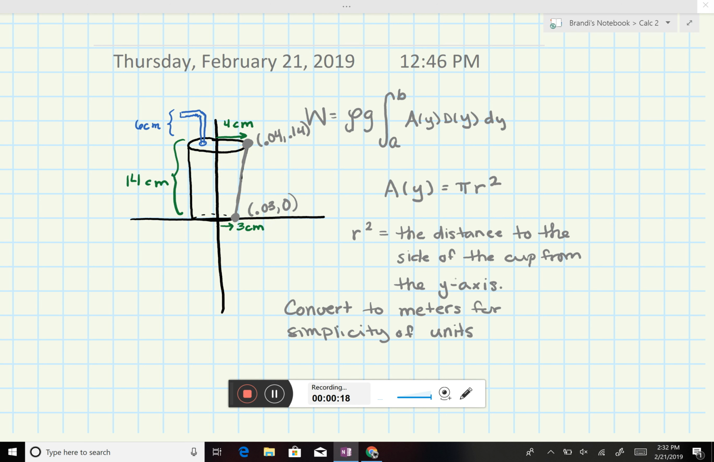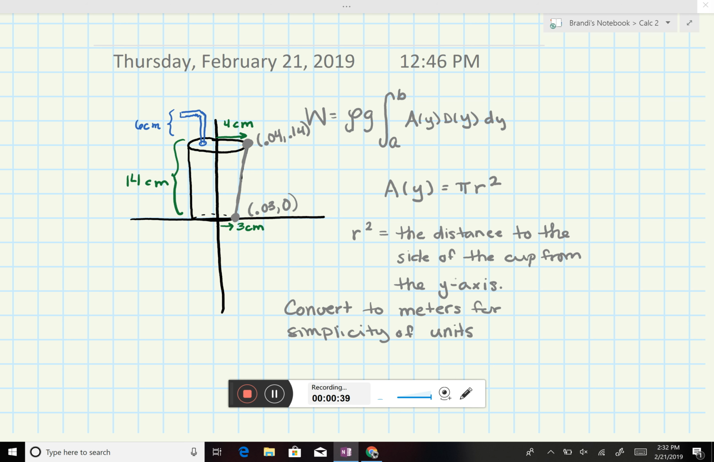drink through the straw. And our work equation is right here, rho g integral from a to b of A(y) dy. So that's the area of each layer of water we're lifting, and this is how far we're going to lift it. And we're integrating each layer of water to find the entire work necessary to lift all of the layers of water.